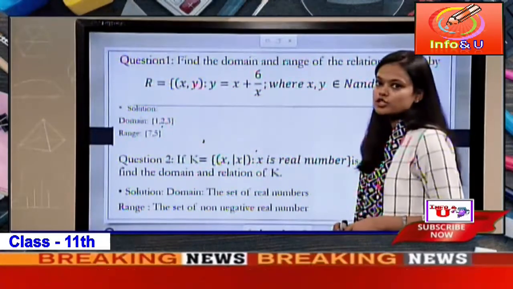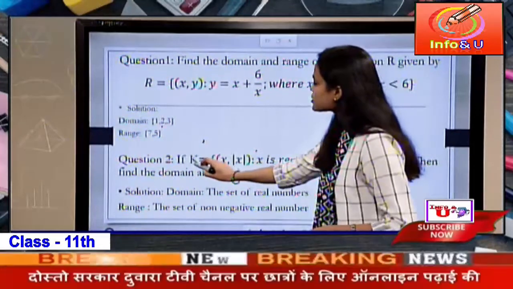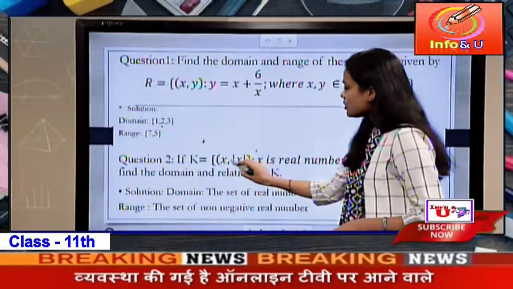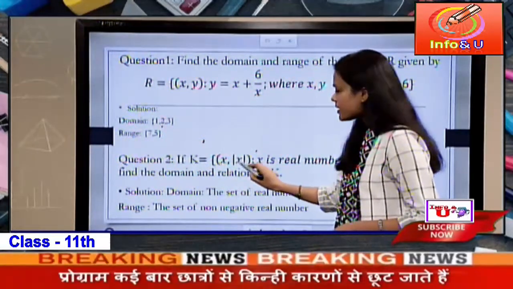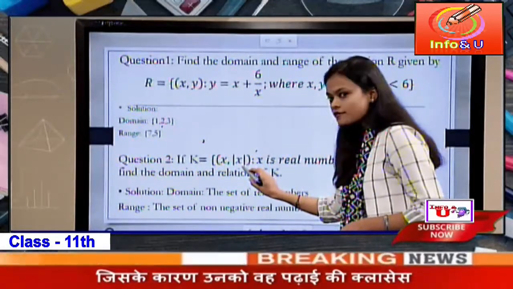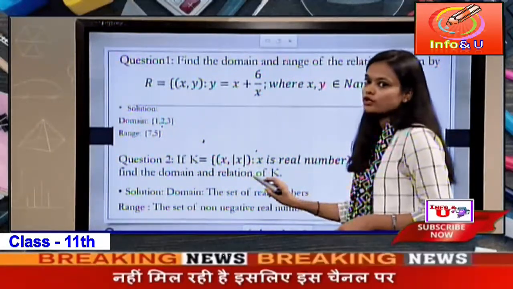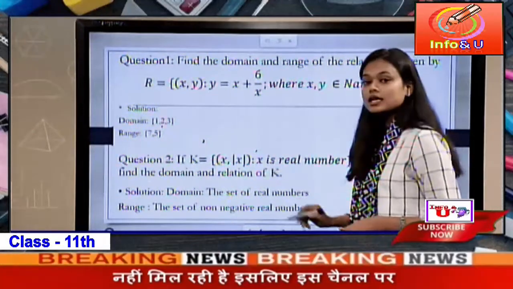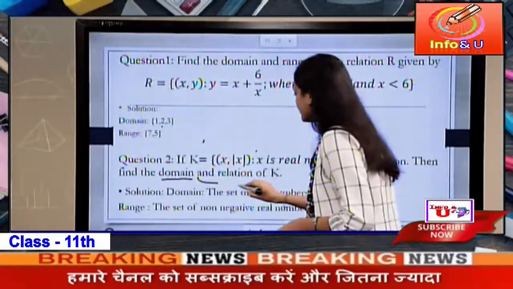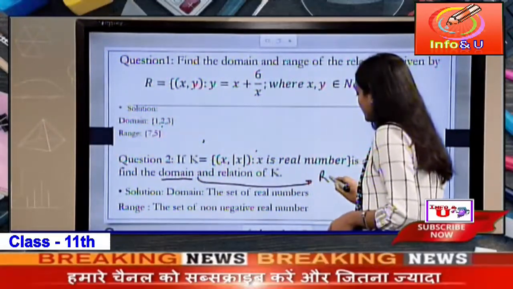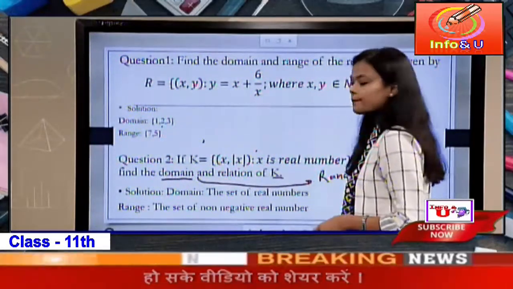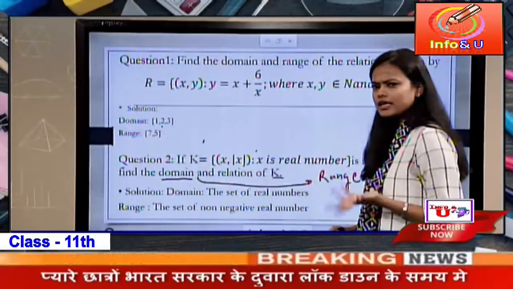So let us take another question. In this, the relation K is given, where the elements are related as, if x is a real number, then the positive value of x, that is the modulus value of x, will be its image. In this we have to find the domain and range of this relation K. Remember, very easy.